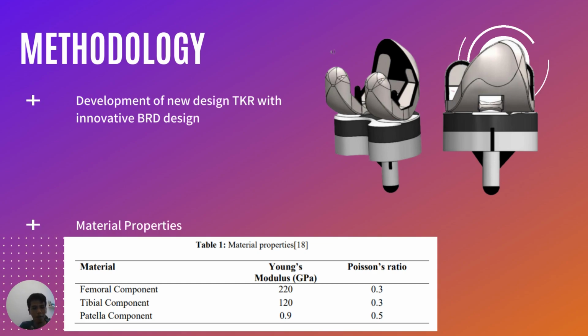So in my method, for this topic where we learn about topology optimization, we already developed a new design based on the BRD, what we call a B cruciate design. We try to improve from the design that is already in the market, and then we try to put topology optimization on that material itself. This is the first part that we can see that we try to design, and then we put the material properties based on the previous research.